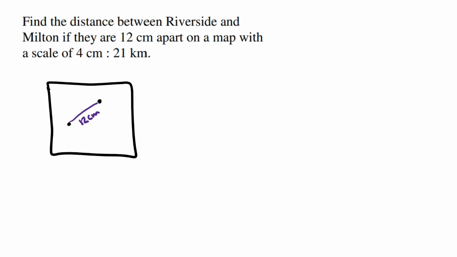So in the last problem, I just told you that we can use our scale factor and just multiply that by whatever we are given. So let's try it that way, and then we'll prove it with our proportions. So if they're 12 centimeters apart, we have 12 centimeters. So that means I need my centimeters on the bottom of my fraction so that I can cancel those out. So for my scale factor, my 4 centimeters goes in the denominator and my 21 kilometers goes in the numerator. So now my centimeters will cancel and I'll be left with kilometers, which is the unit that I need.